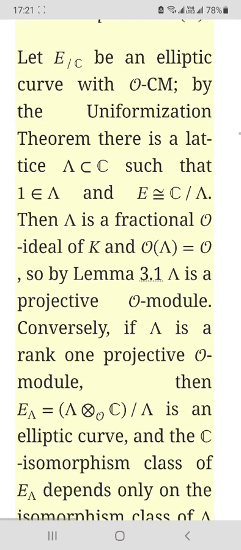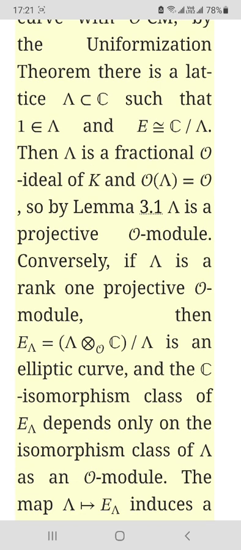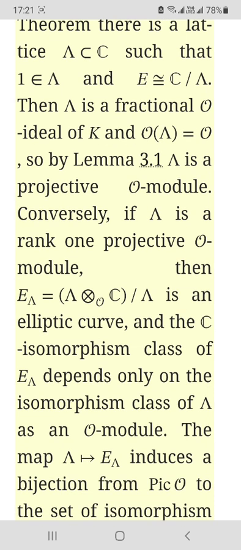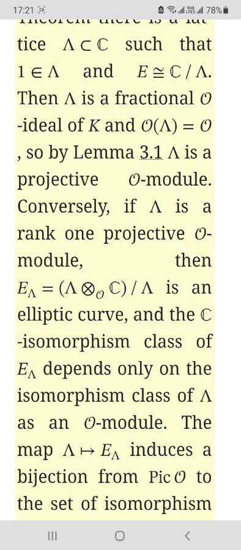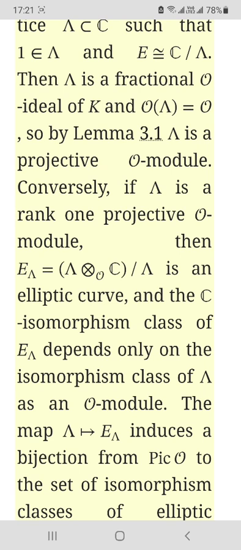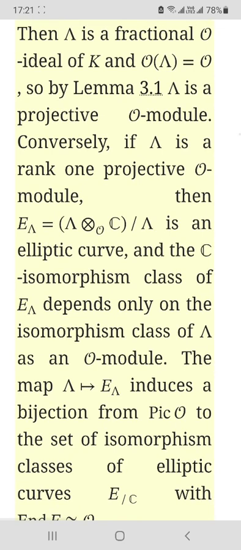Let E over C be an elliptic curve with O-CM. By the uniformization theorem, there is a lattice lambda in C, such that 1 belongs to lambda, and E is isomorphic to C over lambda. Then lambda is a fractional O ideal of K, and the multiplier ring of lambda is equal to O, so lambda is a proper O ideal. So by Lemma 3.1, lambda is a projective O-module. So lambda is an O-module and it is a proper O ideal.